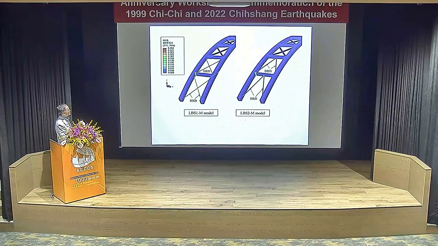This is where we changed the diagonal braces. This one. So the result becomes much better. No damage is observed in main members, only a slight damage here.